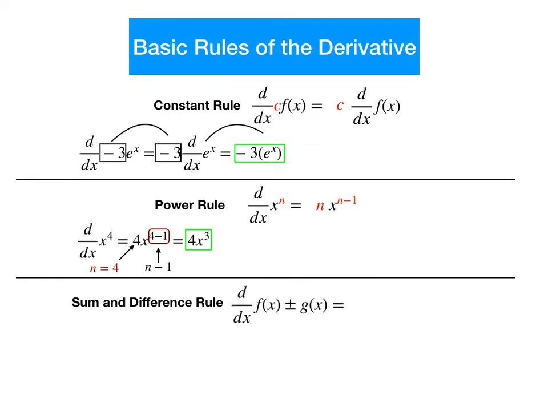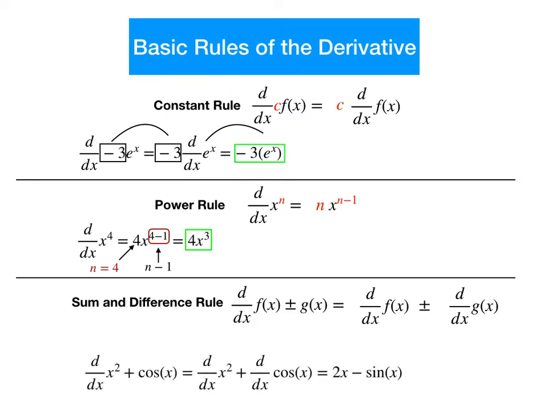The sum and the difference rule. The sum and difference rule says that if you find the derivative of a sum or a difference of two functions, we just find the derivative of each of the functions and we combine them together using the corresponding plus or minus sign. For an example, if you want to find the derivative of x squared plus cosine of x, you can find the derivative of x squared plus the derivative of cosine of x, which will give you 2x minus sine of x.